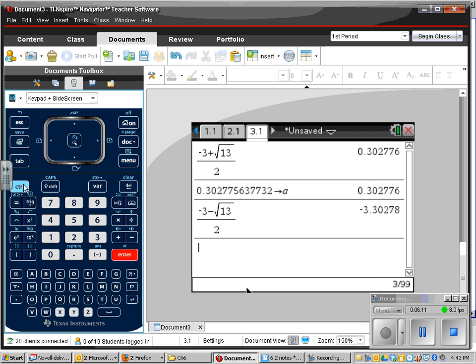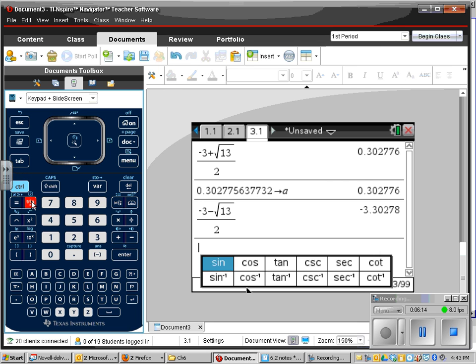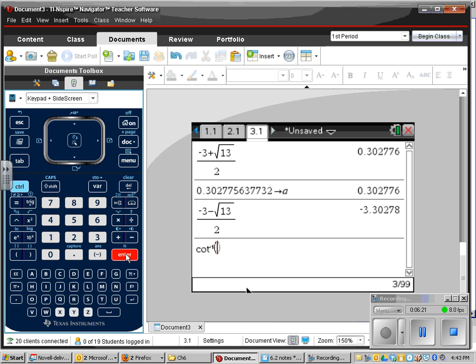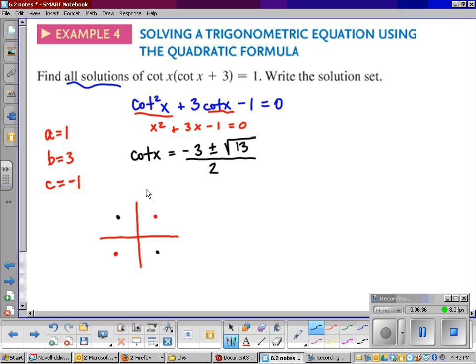To actually find what the angles are, we need to use our inverse cotangent. And then remember, I stored this positive value in letter A, so that's all I have to type there, and it uses all of the decimal places. So this is an angle answer right here. We'll round that to 73.2 degrees. So back on my notes, I know that this angle measure is 73.2 degrees. That's the reference angle and the answer angle in quadrant 1.